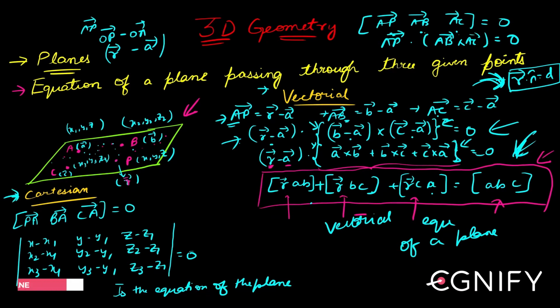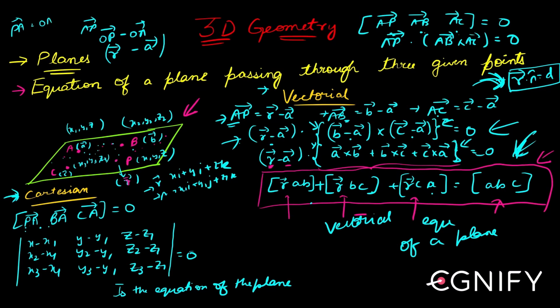Coming now to Cartesian form. So for Cartesian form, PA bar is very simple to derive. PA bar is nothing but r bar, which is xi plus yj plus zk. This is your r bar. And a bar is nothing but x1i plus y1j plus z1k. So when you do r bar minus a bar, PA bar will in fact be a bar minus r bar. So this is your PA bar.